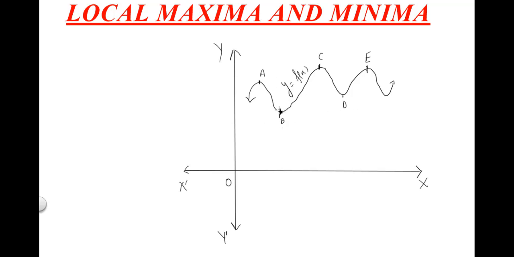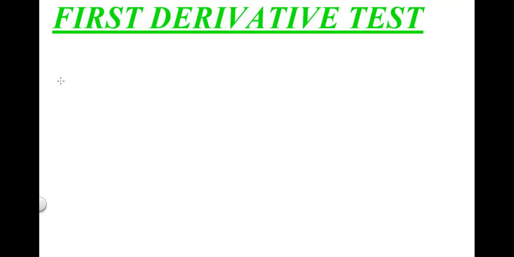Suppose this point is A and just close to this, suppose A minus H and A plus H. In this portion we have checked. Like this we are going to check for local maxima and minima. Let us now discuss the first derivative test.